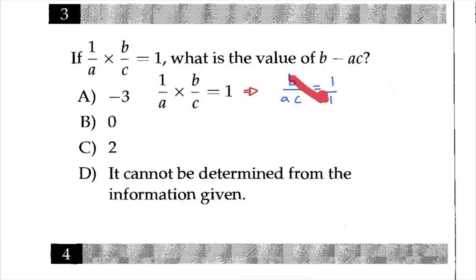B times 1 is B. And this is equal to 1 times AC, which is AC. Look at this. What do we need to get? We need to get B minus AC. If you notice here, we can just shift AC to the other side. So B minus AC, the expression we need to get, if you shift AC, we will have nothing. So B minus AC equals 0.